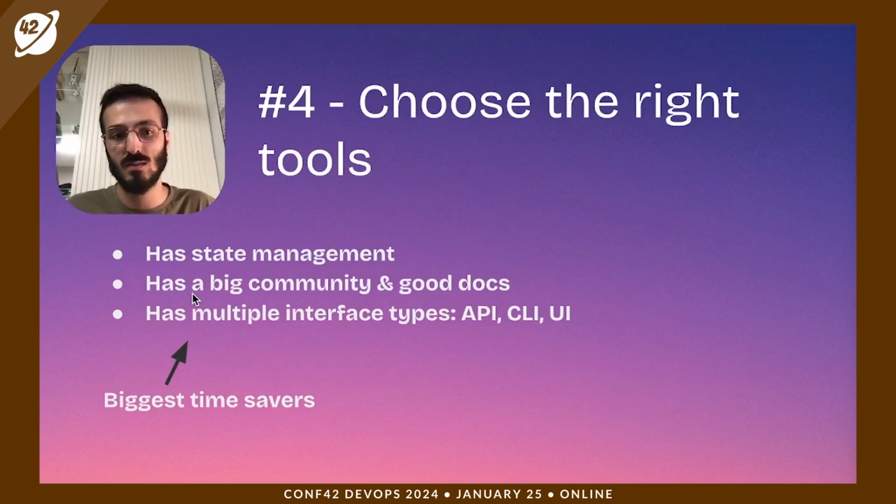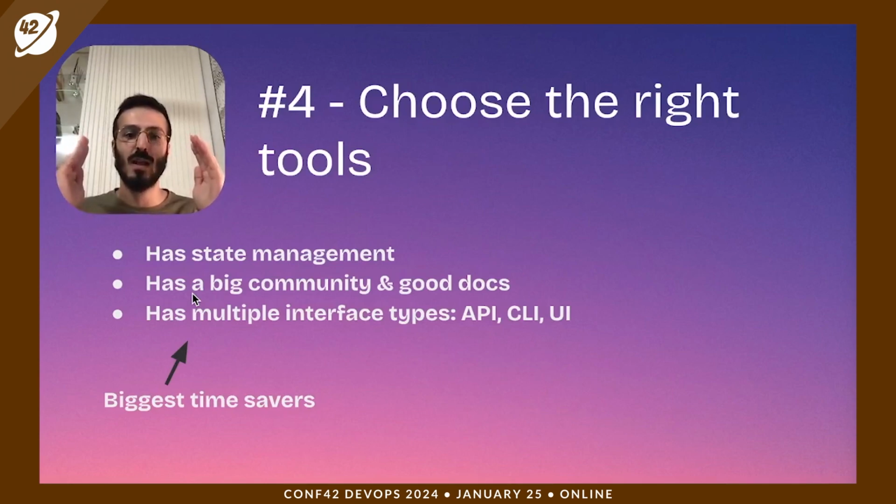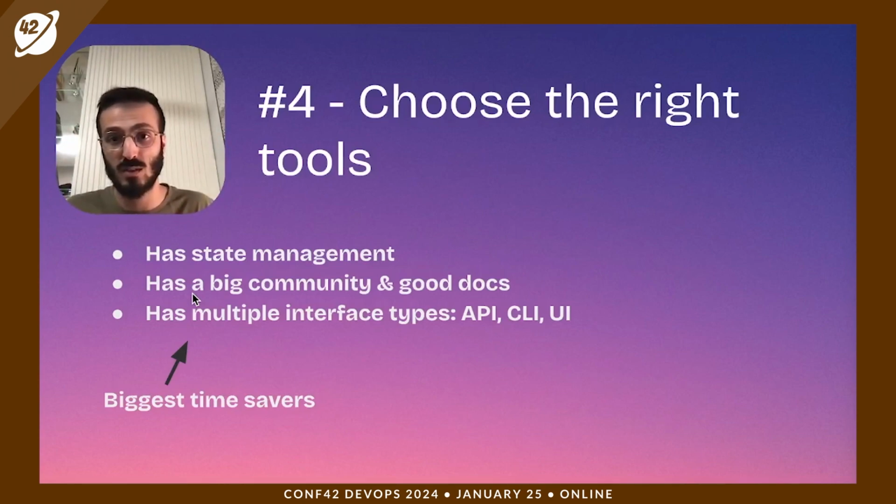It has multiple interface types: API, CLI, UI. Why is that? This is because when you use a tool, it's not the only thing you use probably. You're probably using other tools as well. You might use some scripts to glue stuff. You might write a service to glue stuff. You might do all sorts of things. And having a native interface that you don't have to hack around in order to understand how it works and integrate it in non-native ways. So having official APIs or having an official CLI, having the UI, having all of those interfaces makes it easy to integrate the different parts of the system, which is something you are most likely going to do. So it has multiple interfaces. These are the biggest time savers.